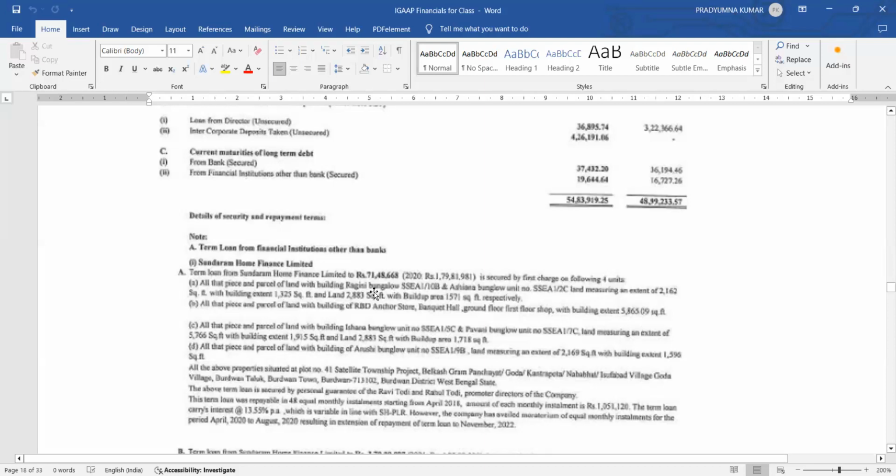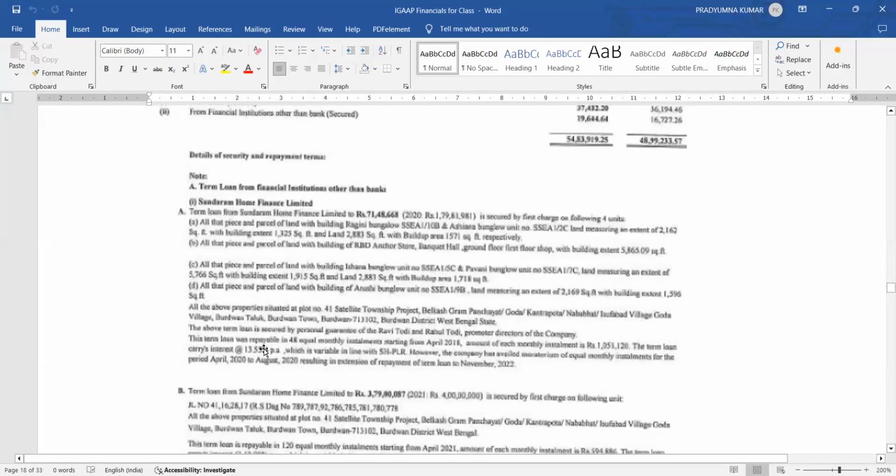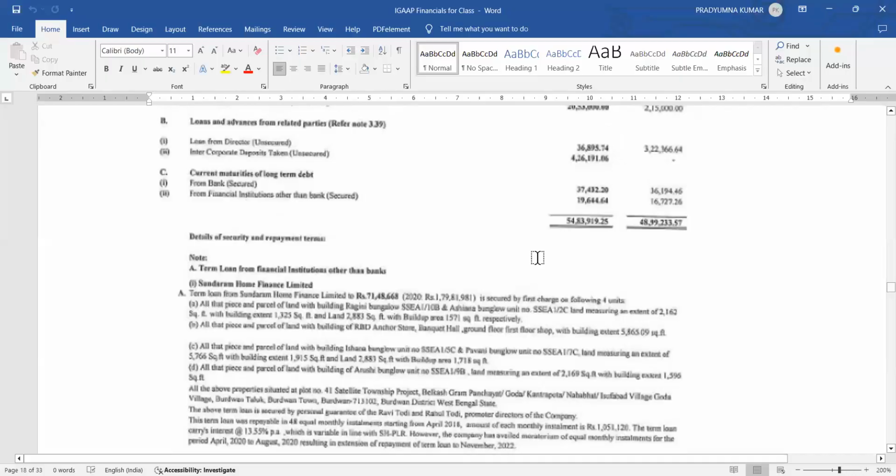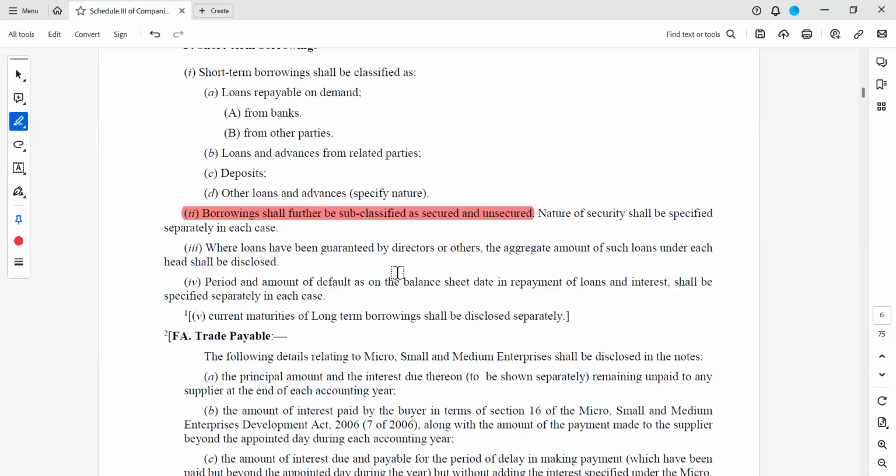the term loan of home finance. All these details, they have security details and repayment terms. You see here they have given one heading and they have given each and every item, how it is secured, if it is secured, and what the repayment terms are also. The same thing would have been spelled out here. Nature of security shall be separate.